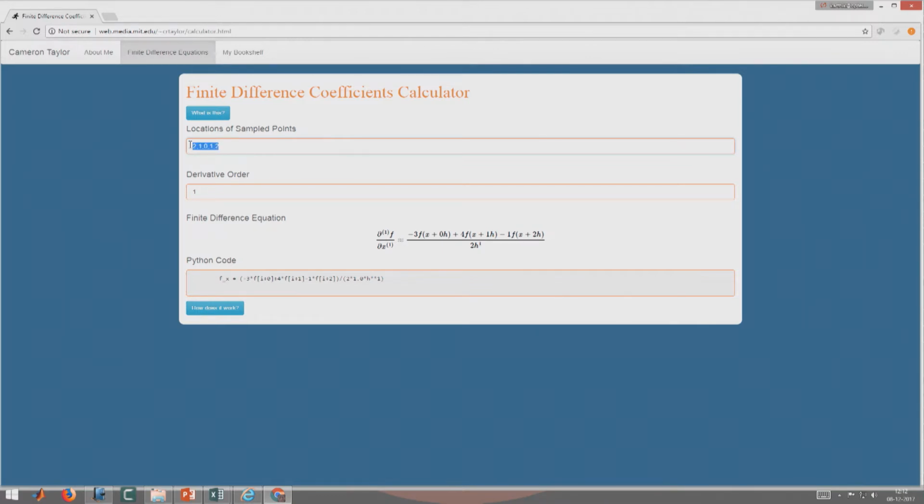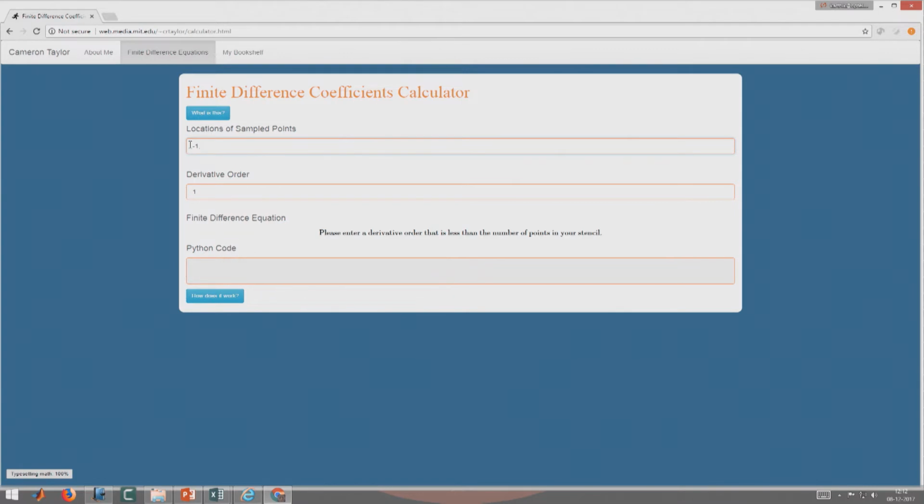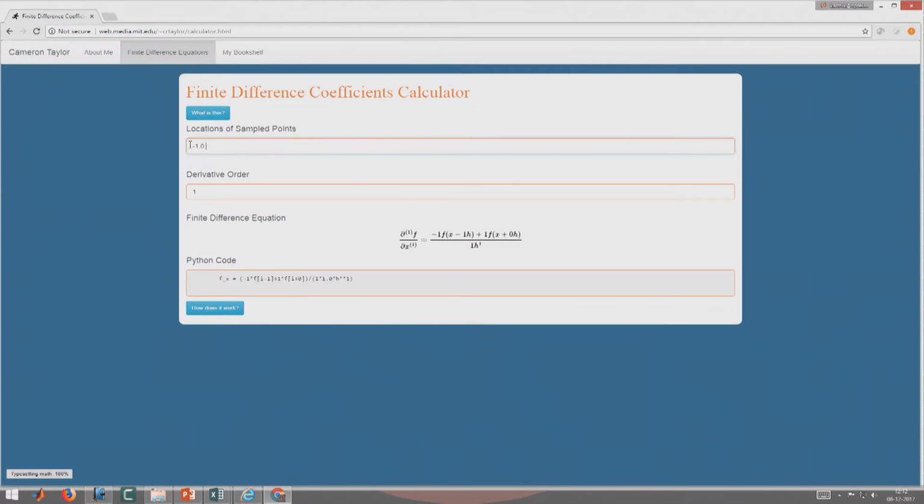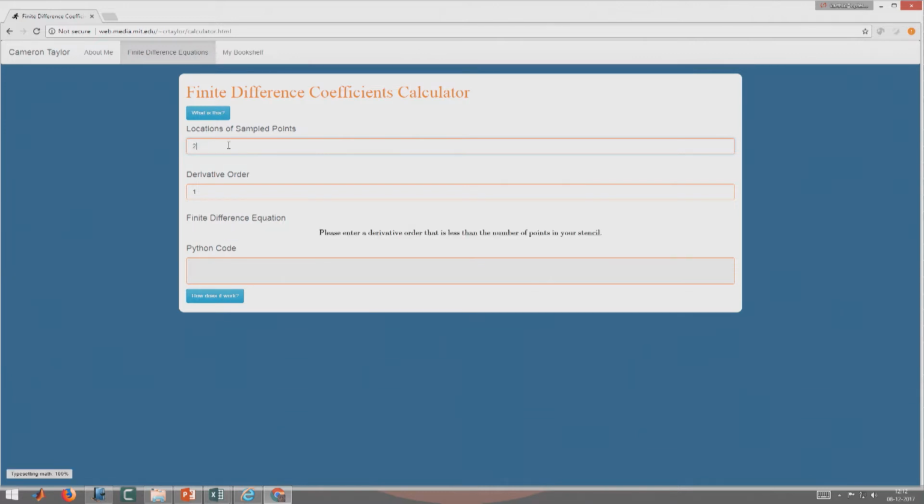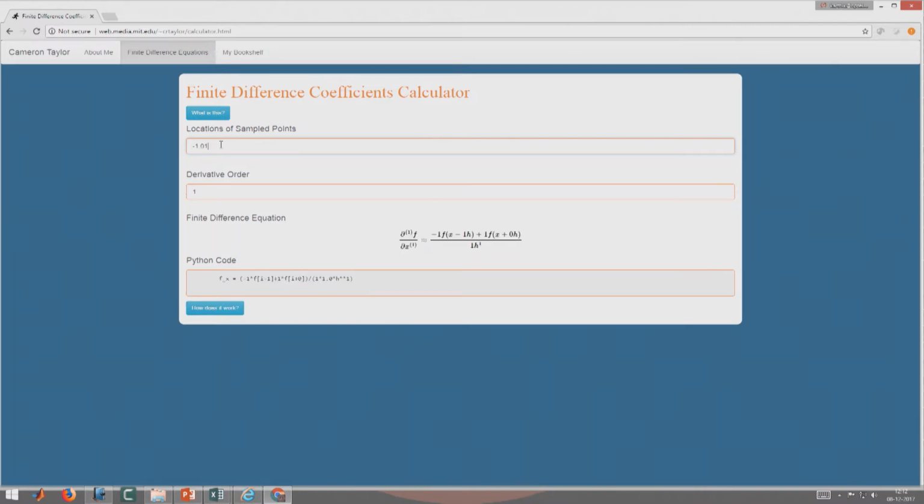Depending upon which are the 4 points you plan to use, for example minus 1, 0, plus 1, 2, it gives you different sets of coefficients here, as you can see.